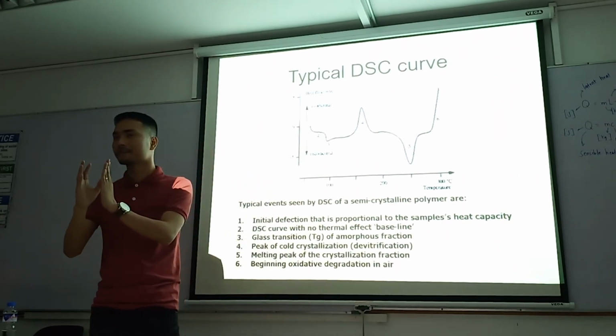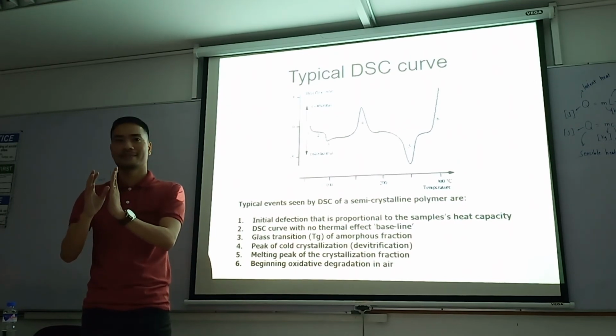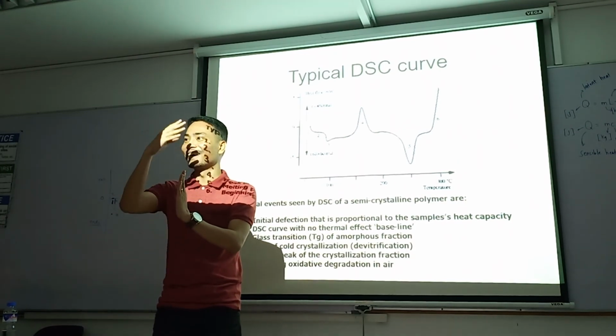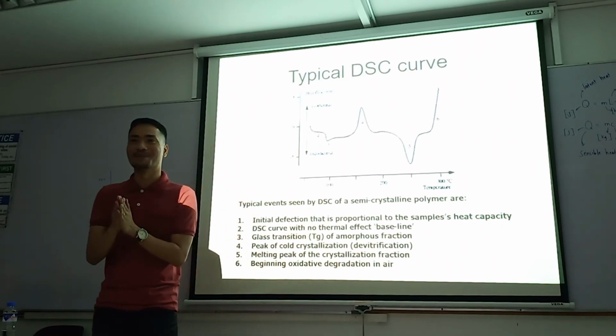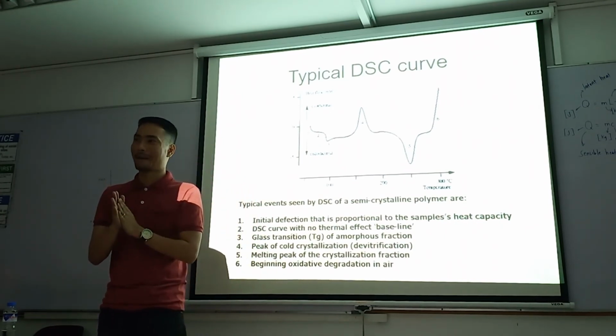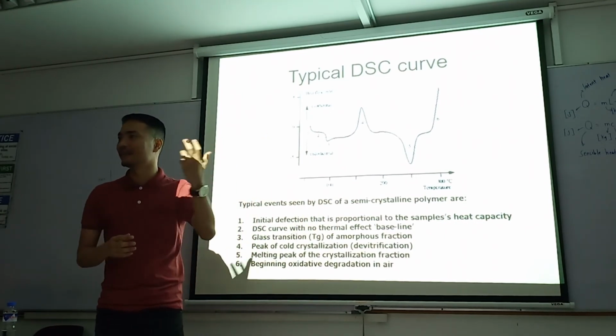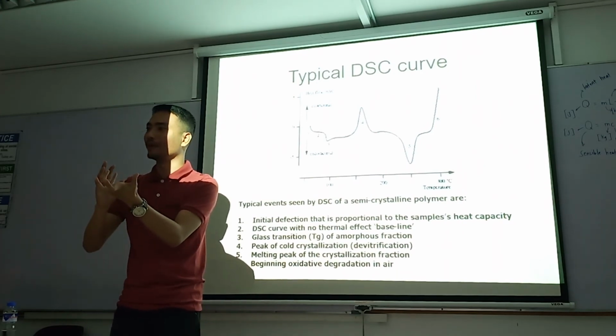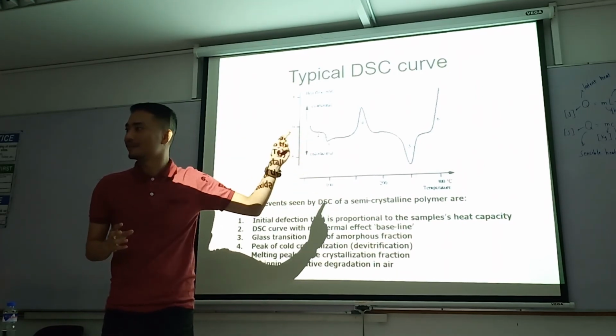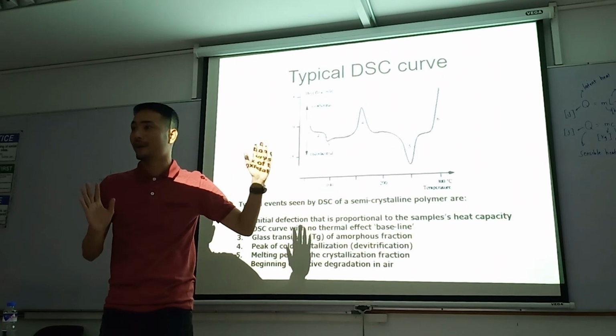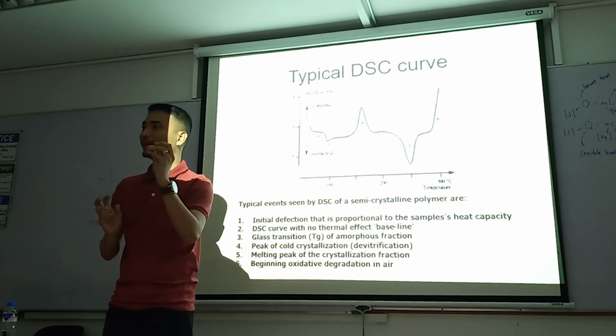Now, what if I have the same polymer? I have the same polymer, PET. Then, maglagay ako ng ibang component. Same pa rin ba yung DSC curve na makukuha ko? Iba na yun, di ba? Depende dun sa component na ilalagay ko.